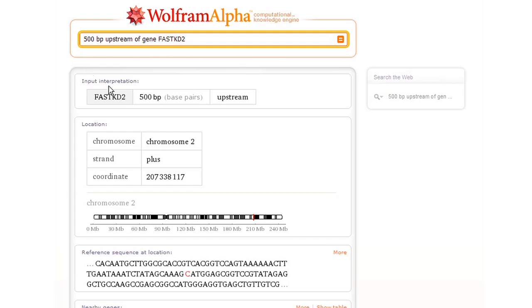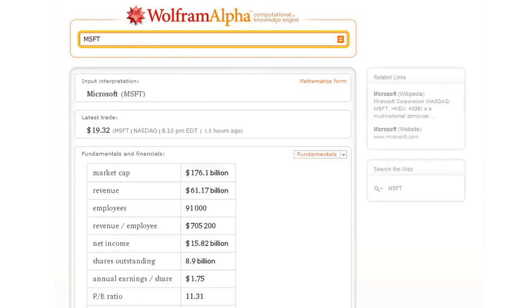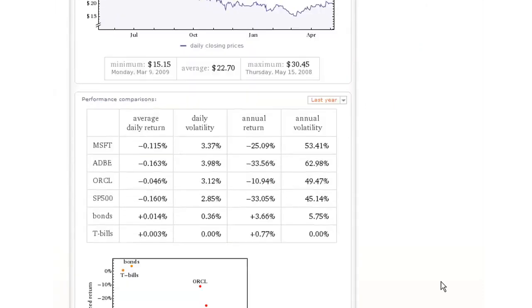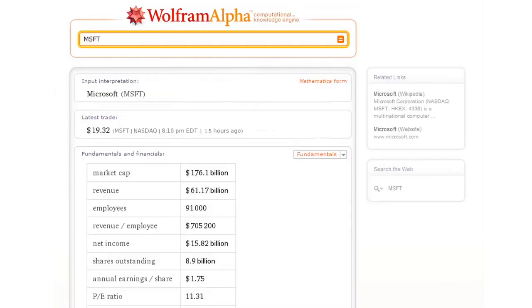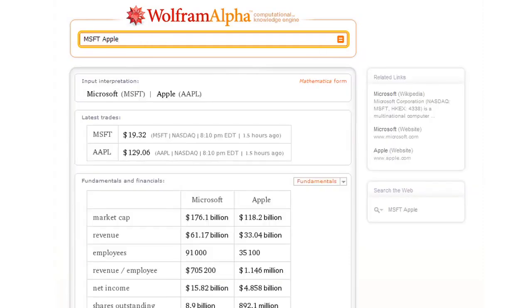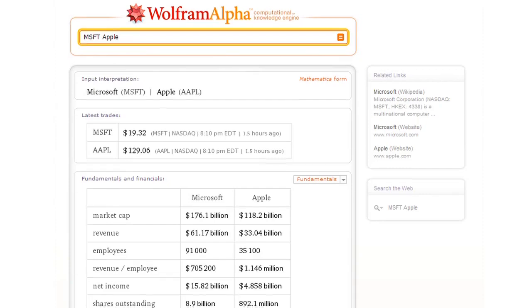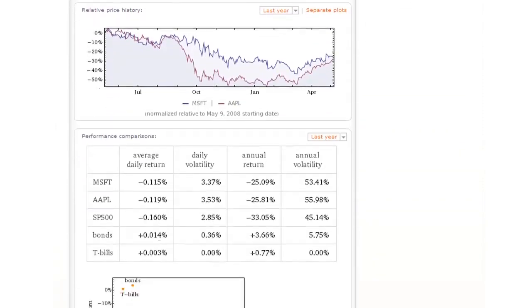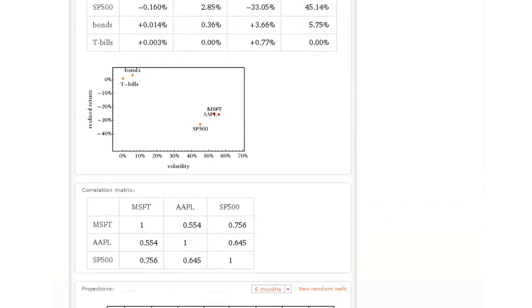Okay, how about something completely different? How about finance? So there's a ticker symbol, and there's all sorts of detail about that particular company. Okay, let me try entering a second company as well. Now, here's a typical thing about Wolfram Alpha. If you enter several things of the same type, it'll give you comparisons between them. And there's all sorts of quant-level detail that Wolfram Alpha gives in this particular case.